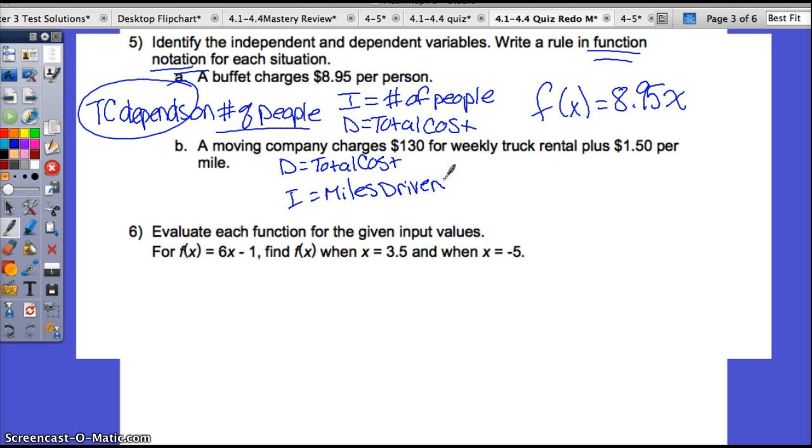Your total cost, which is your y or f of x, will be f of x equals $1.50 per mile times x plus $130.